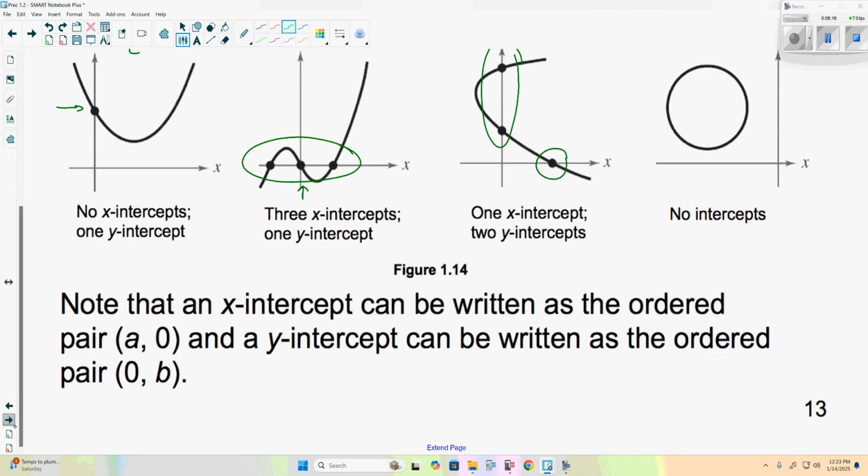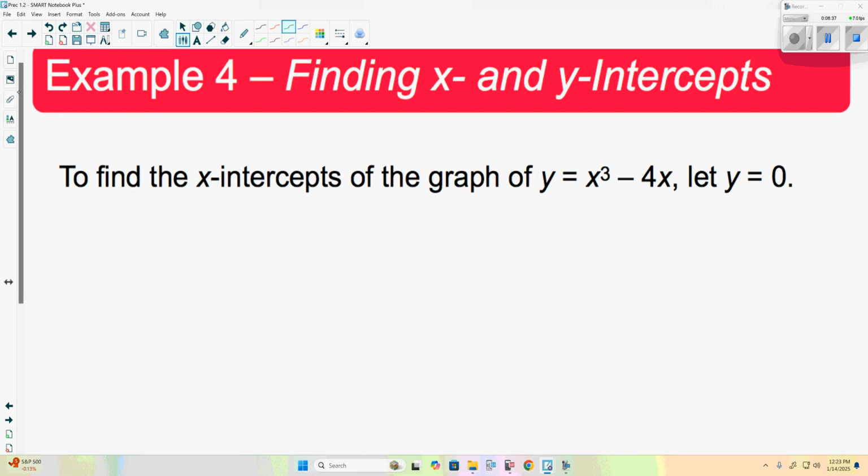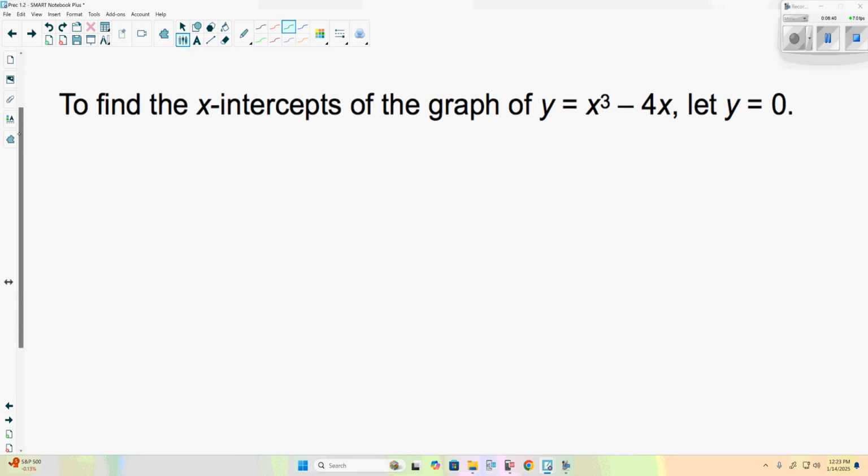Note that an x-intercept can be written as a comma 0 because the y value is 0 at the x-intercept. And the y-intercept can be written as the ordered pair 0 comma b. So unless it's necessary to distinguish the intercepts, we refer to them as x-intercepts, let y be 0, and y-intercepts, let x be 0. So for this first one, to find the x-intercepts of the graph y equals x cubed minus 4x, let y be 0. So what that's saying is we're going to replace y with 0.